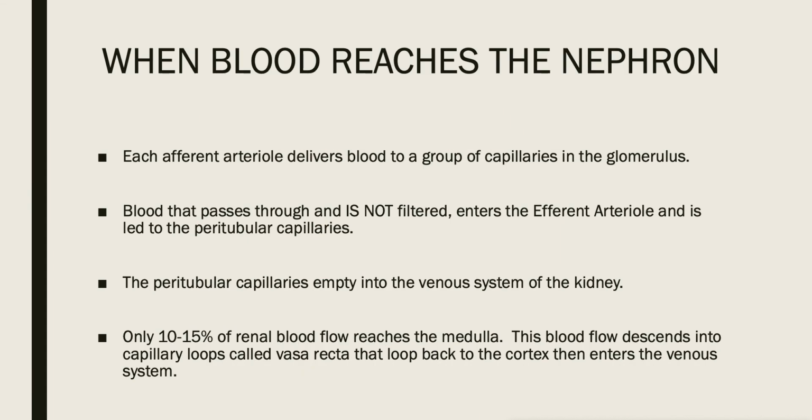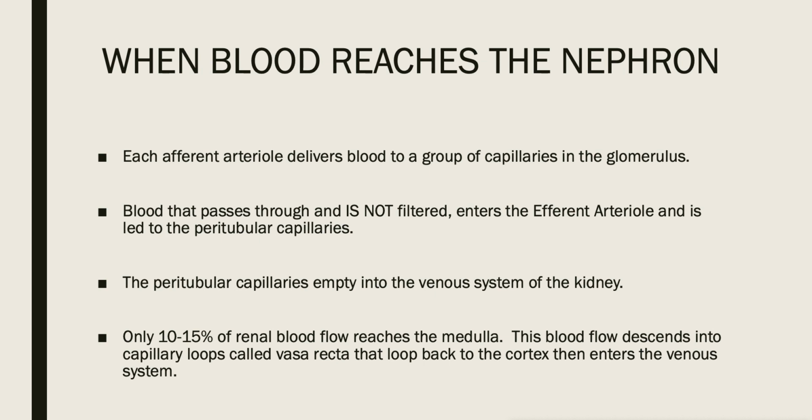When blood reaches the nephron, each afferent arteriole delivers blood to a group of capillaries in the glomerulus. Blood that passes through and is not filtered enters the efferent arteriole and is led to the peritubular capillaries. The peritubular capillaries empty into the venous system of the kidney.